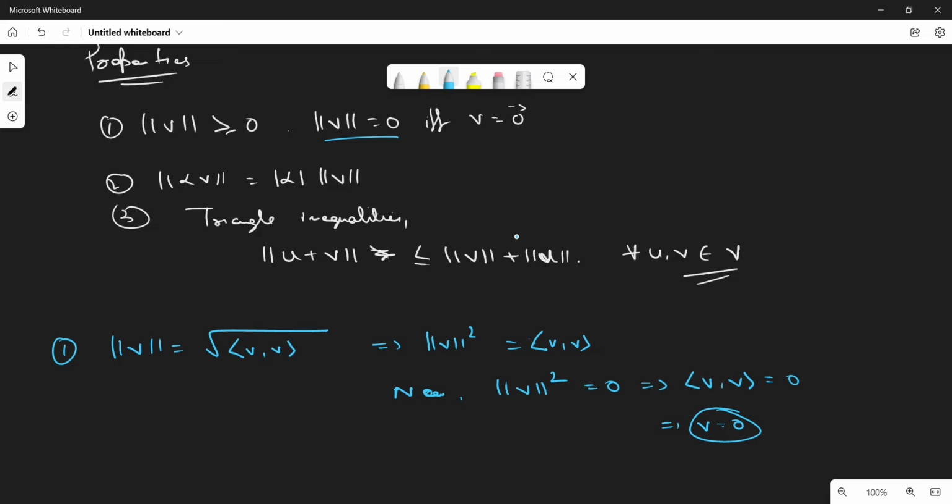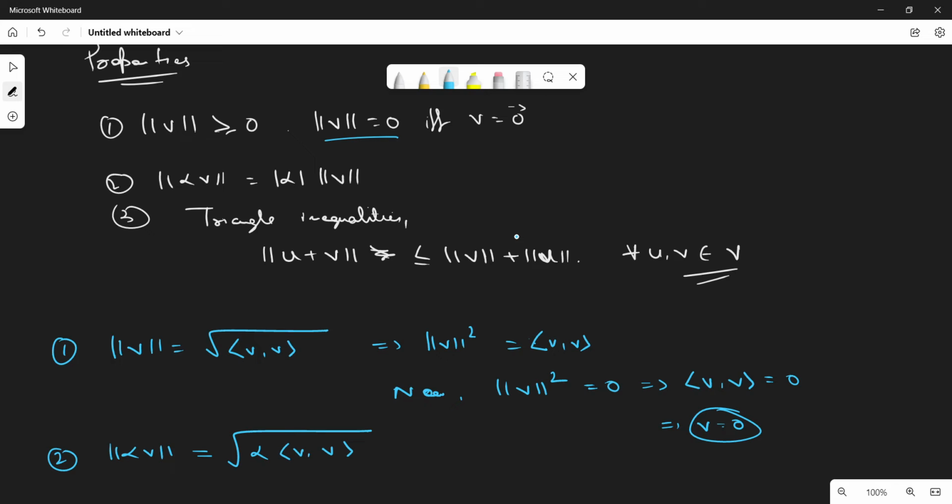Okay, this is pretty simple. And also this is the inner product, so we know the inner product value is always greater than or equal to 0. So this is a direct implementation of the inner product property. Number 2 is also very simple. So this can be written as alpha V, V. Okay, clear?